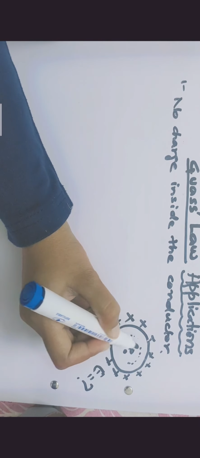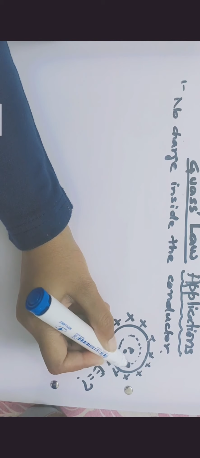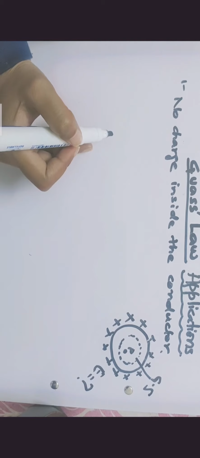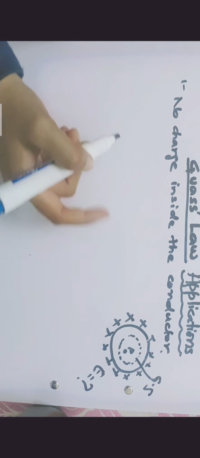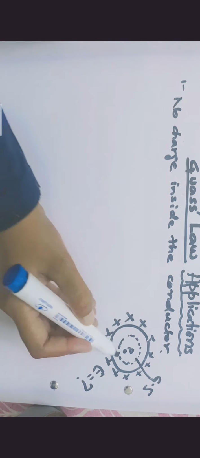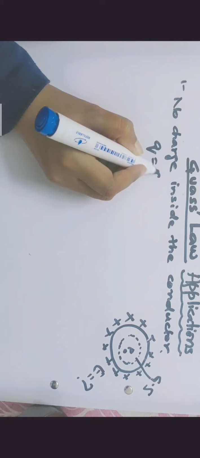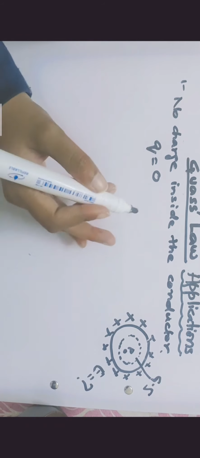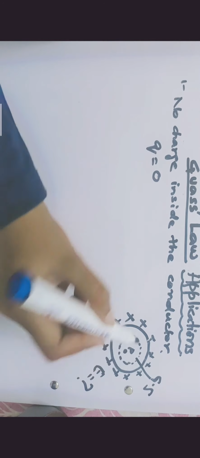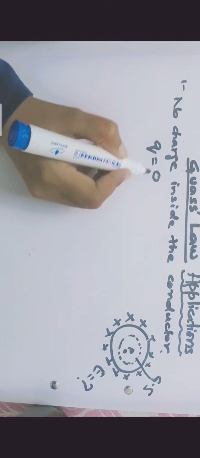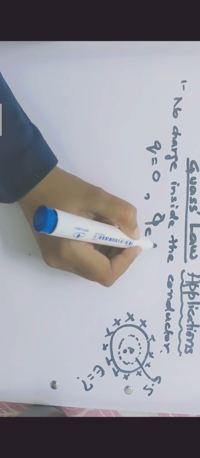We have drawn a Gaussian surface. This is basically the Gaussian surface, and now how can I determine E at the point P? For this method, I say that within this Gaussian surface, or at point P, there is no charge. There is no charge inside the conductor, only outside. So Q inside the conductor is equal to 0.